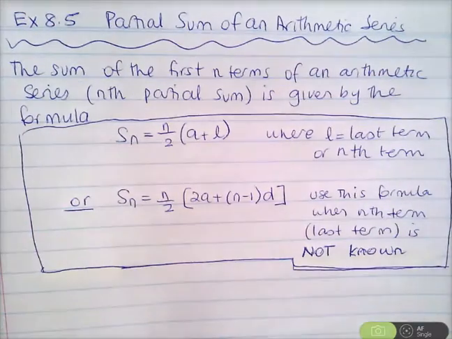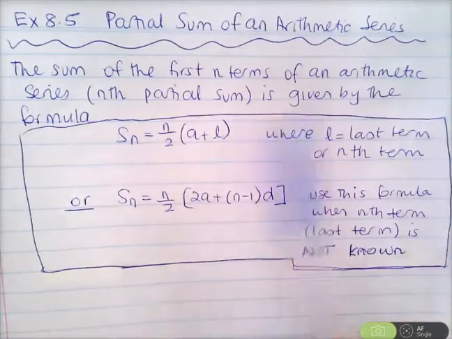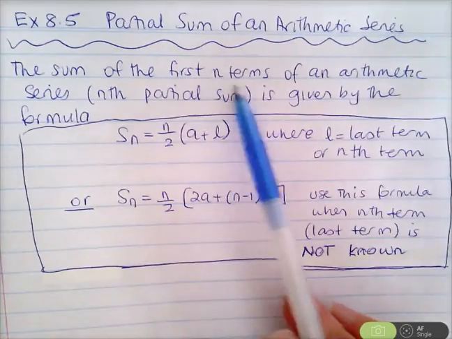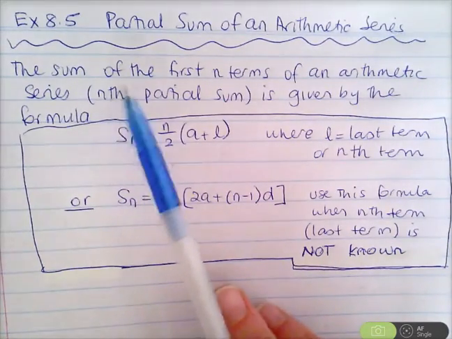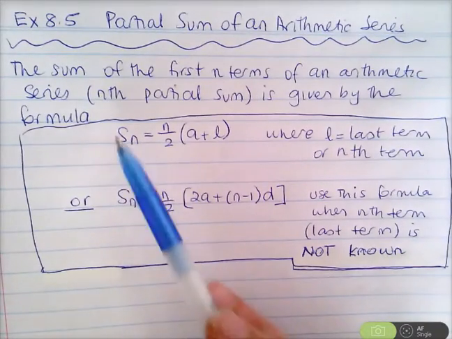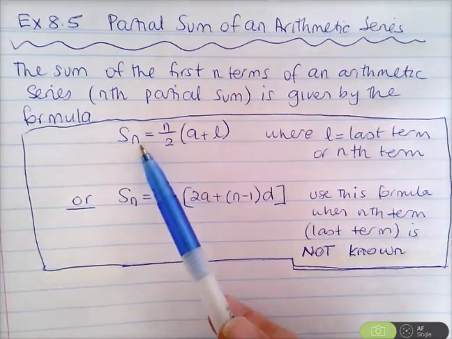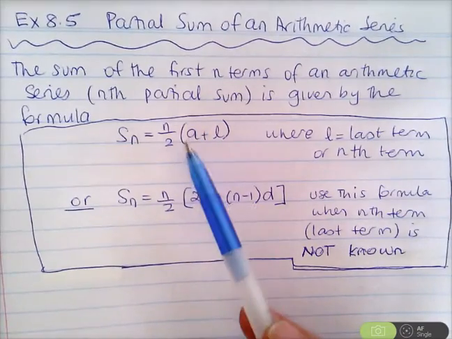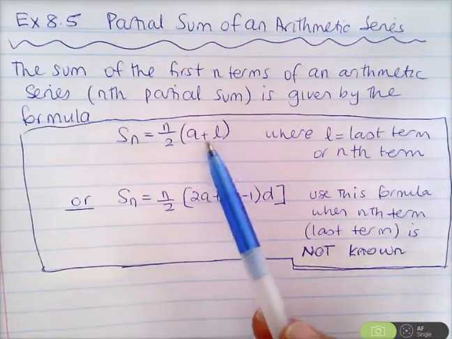Okay, this is exercise 8.5, partial sum of an arithmetic series. The sum of the first n terms of an arithmetic series, or the nth partial sum, is given by one of these two following formulas. So the sum of the first n terms is n over 2 times (a plus l), where a is the first term and l is the last term.